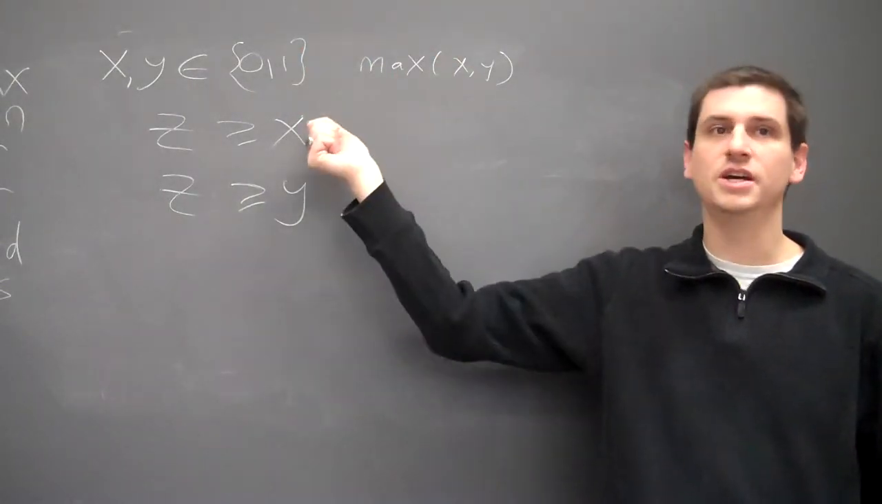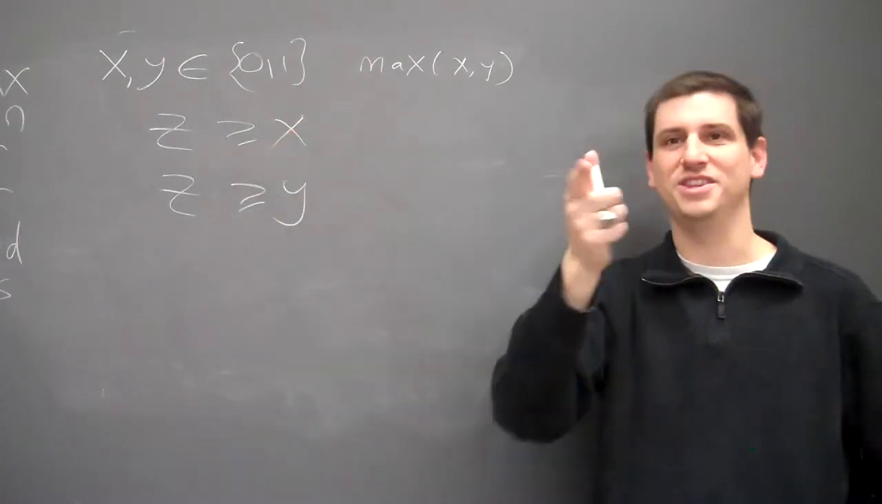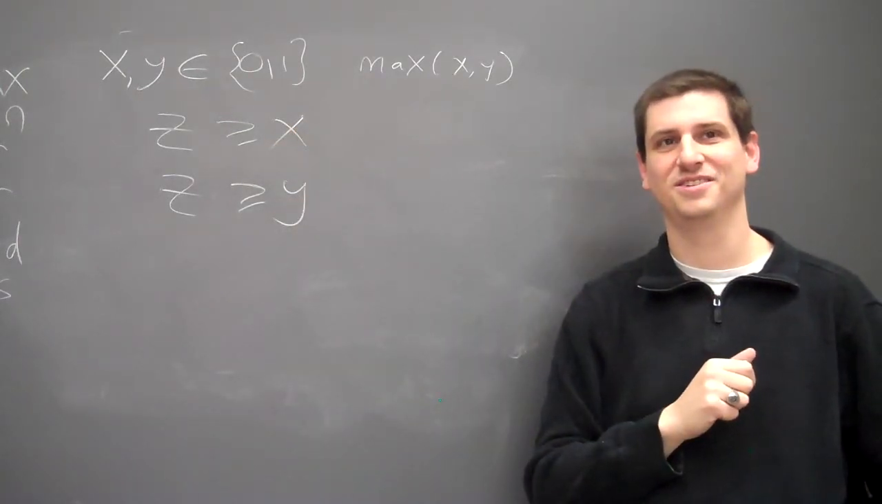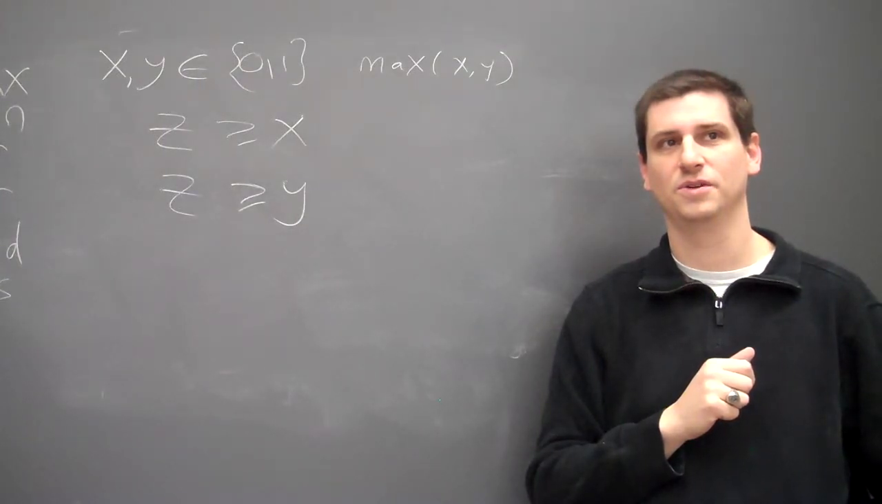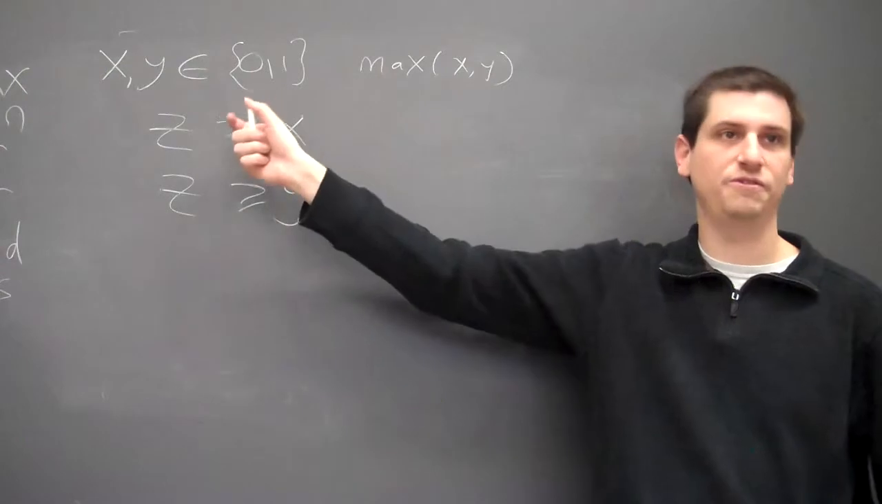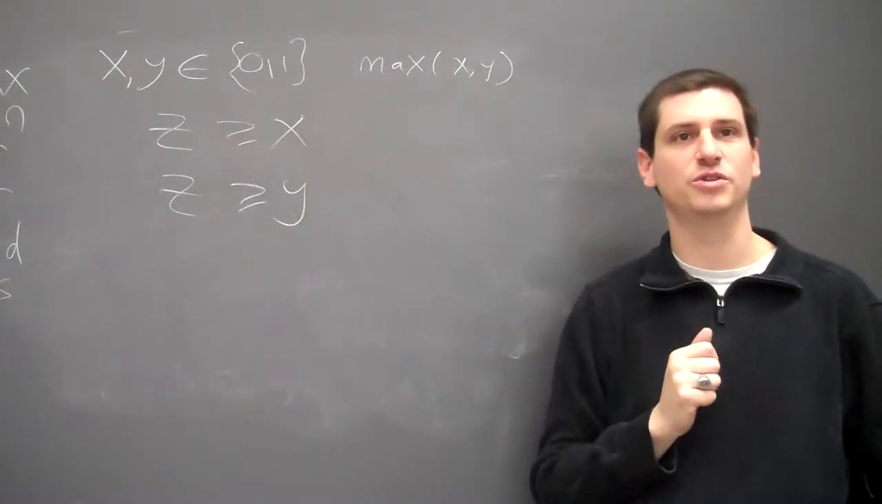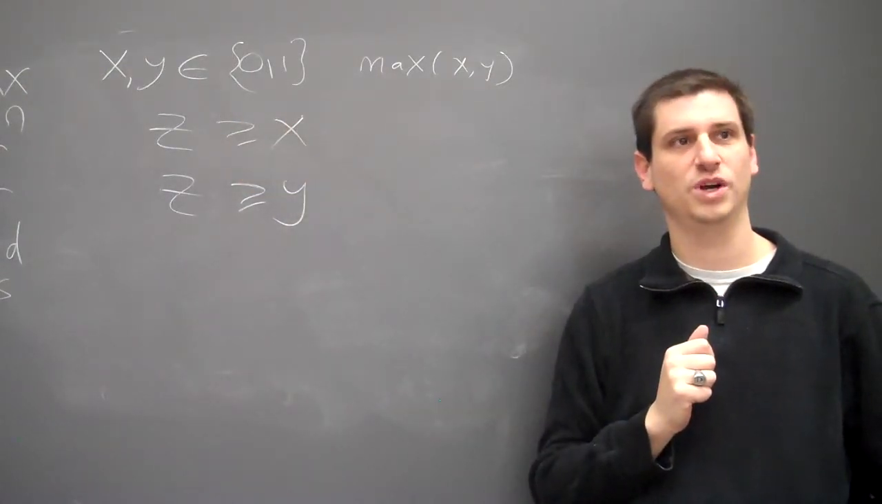So this gives me z is greater than or equal to x, and z is greater than or equal to y. There is a problem, yes. z less than or equal to 1? Or no. If they're both 0, that's a problem. If one of them is 1, we're fine. If both of them are 0, we're in trouble. What else do we need?